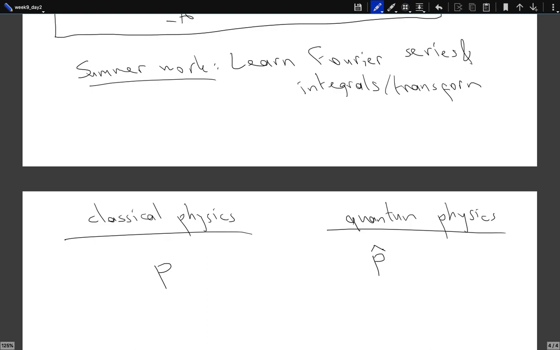We will, most of the time, show the operators with a hat. And this we had defined as h bar over i, del over del x. This is the x component of the momentum. For the y component, you have the derivative with respect to y. For the z component, you have the derivative with respect to z.